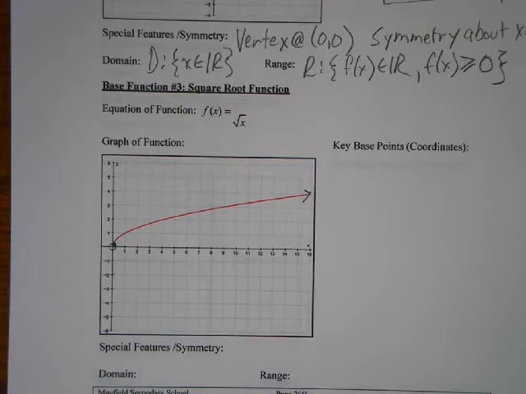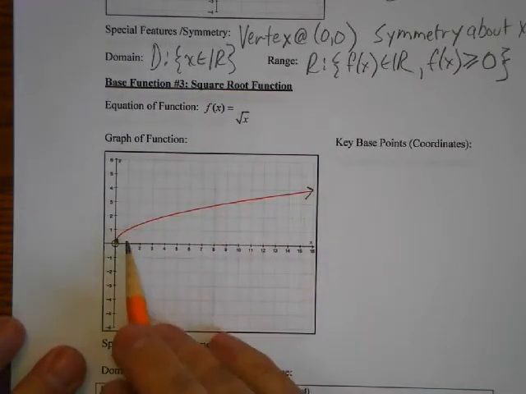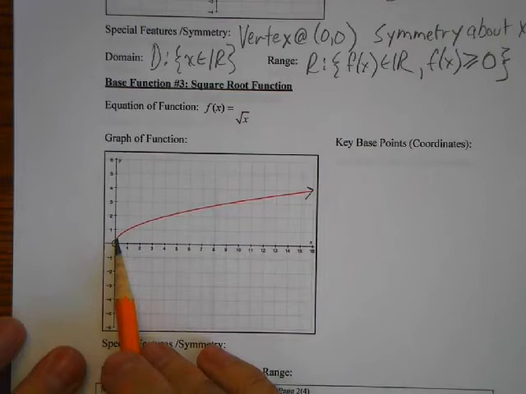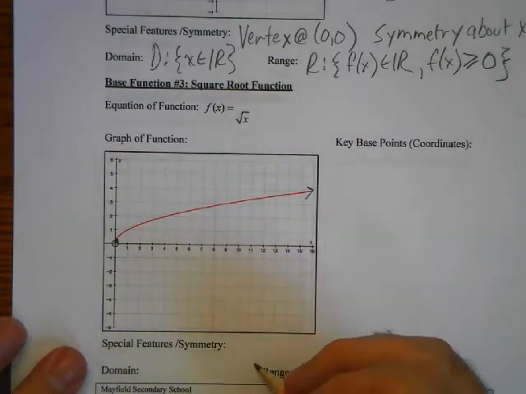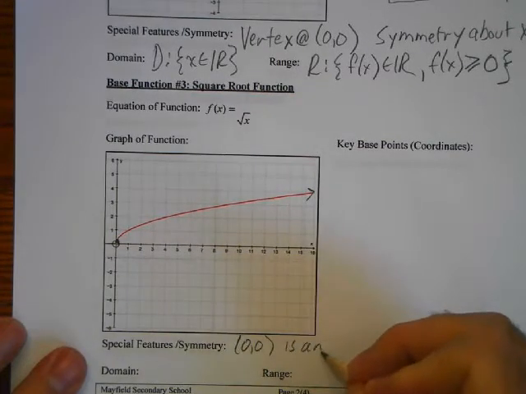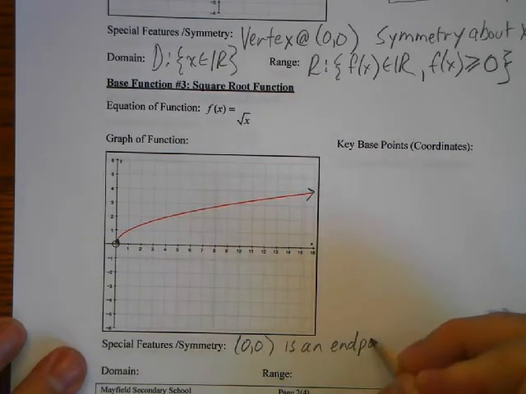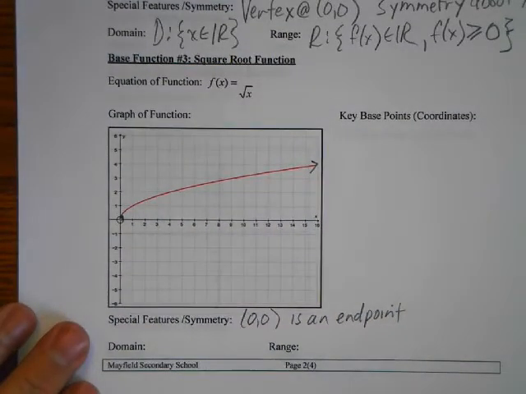Okay, now in terms of the special features, this is the first graph we've had where we actually had an endpoint. All the other graphs so far are basically headed in both directions forever and ever. So we're going to say that (0, 0) is an endpoint, meaning it stops there.